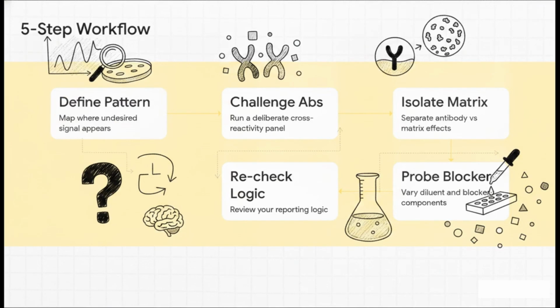To get from theory to the bench, I'm going to walk you through a highly effective 5-step troubleshooting workflow specifically for ELISA false positives. We're going to define the pattern, challenge the antibodies, separate the matrix effects, probe the blocker strategically, and finally recheck our logic. Let's look at exactly how to execute this.